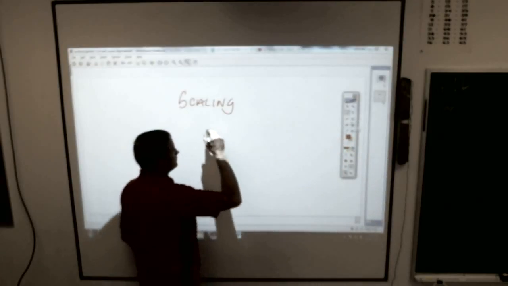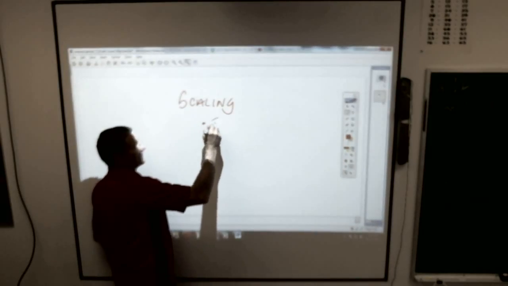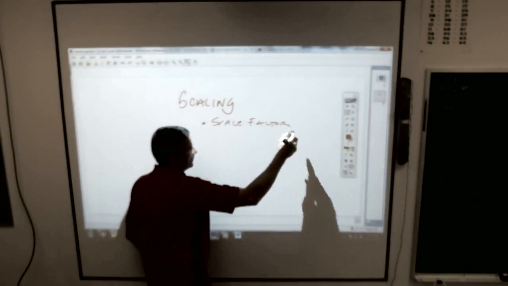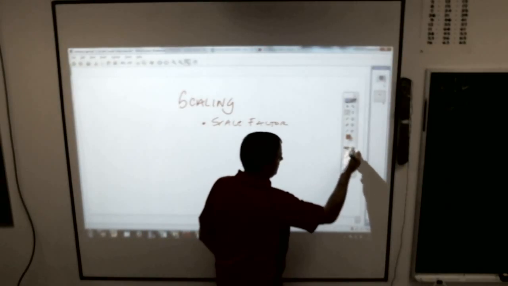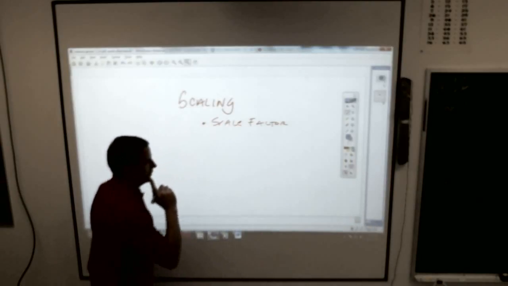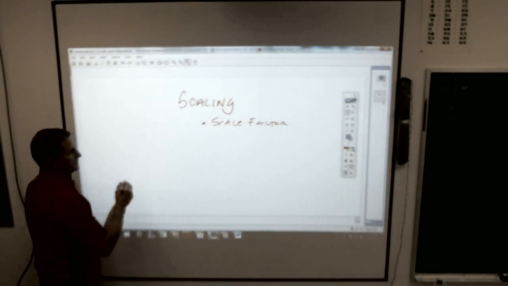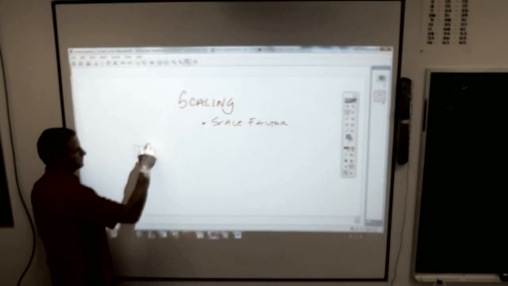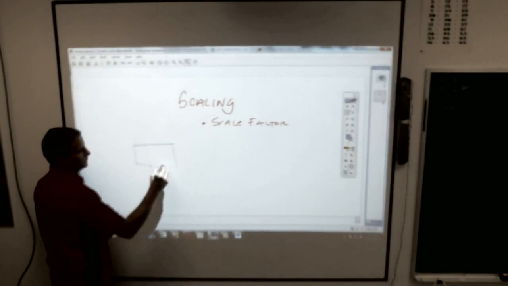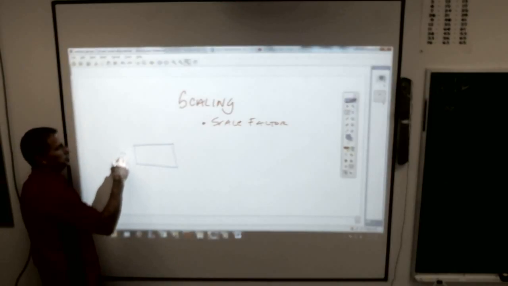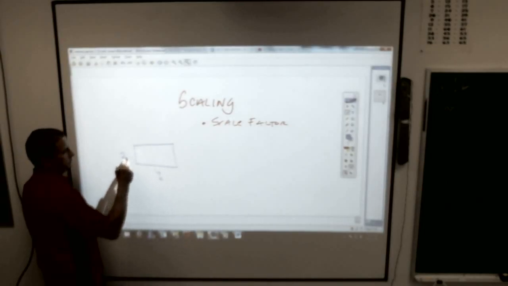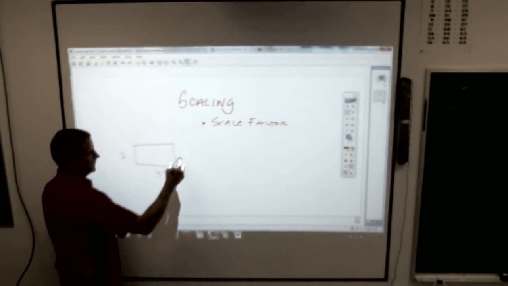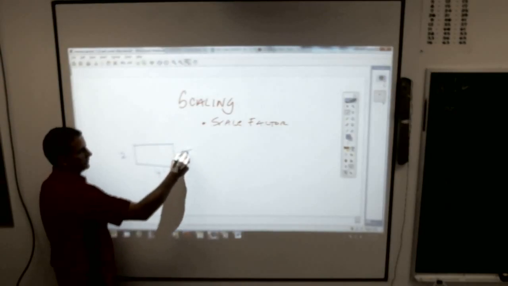Factor. Scale factor. And let's say you've got a rectangle for right now. And it is a 2 by 4 rectangle, 2 feet by 4 feet. What is the perimeter of this little rectangle?